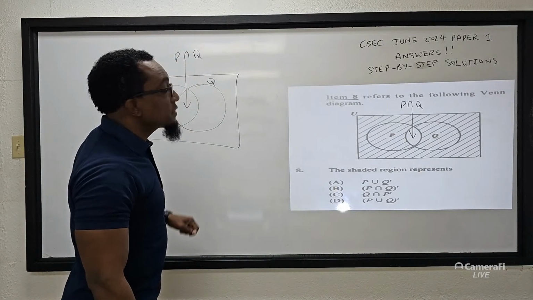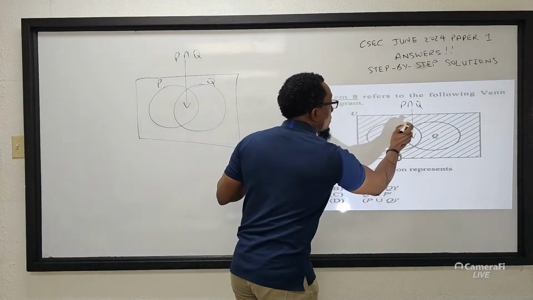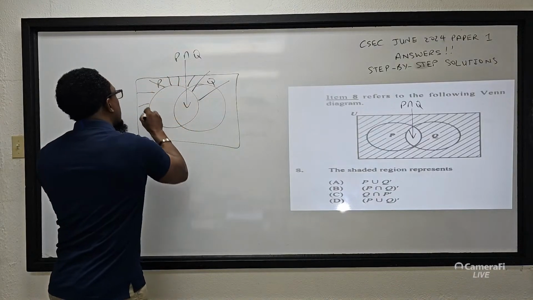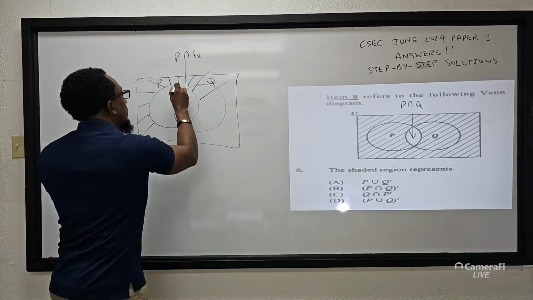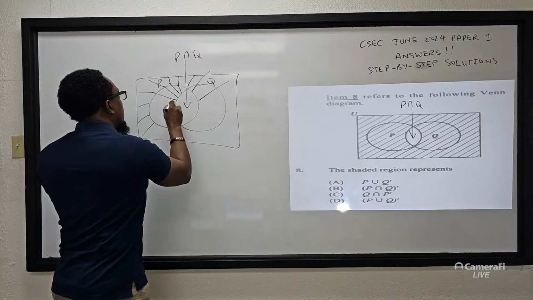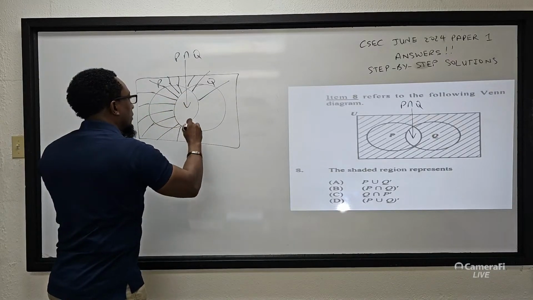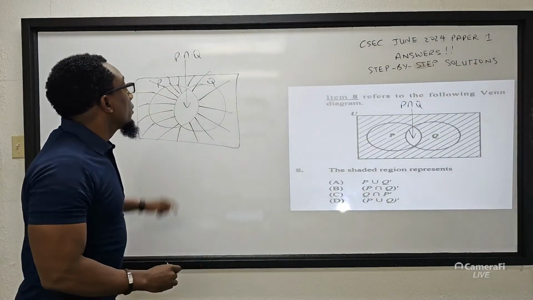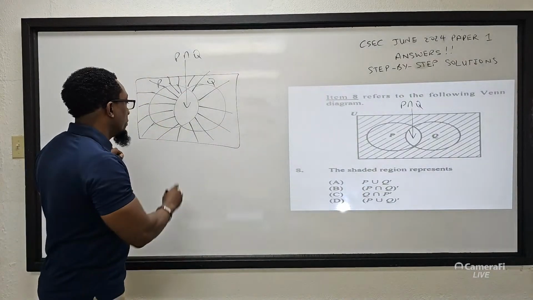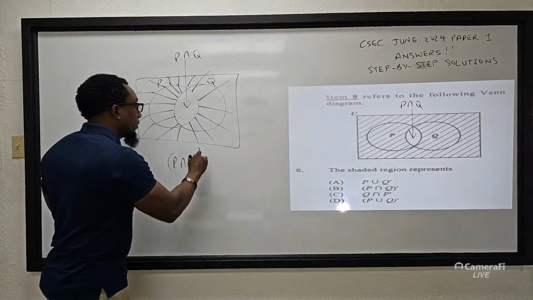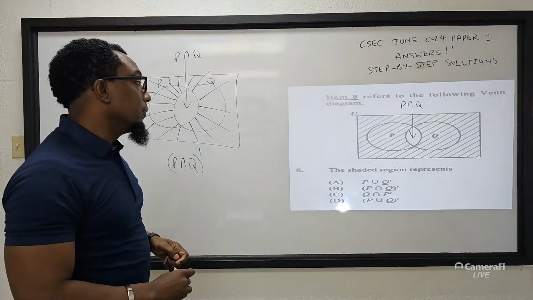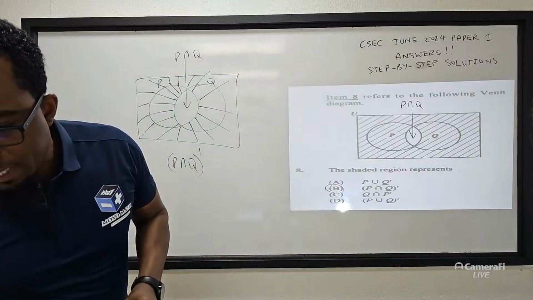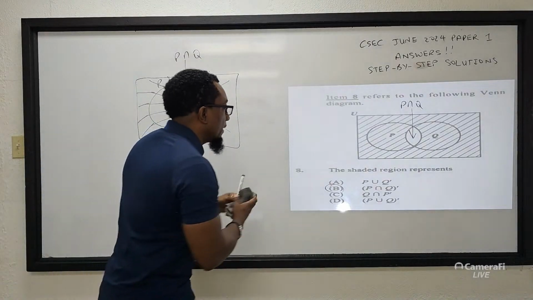So everything that exists outside of that region, we can have an entire region here. Everything outside of that region represents the complement of the intersection. So this here will be P intersect Q complement, or the complement of P intersect Q, whose answer there is for question 8, B. So question 8, looking at B. So question 9.